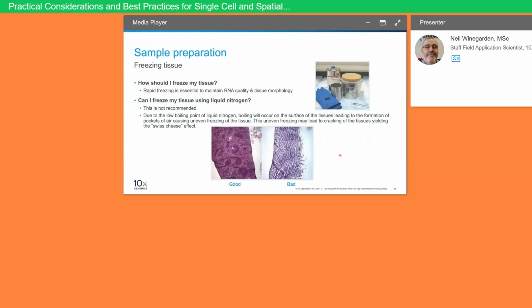As I said, rapid freezing is critical to maintain that morphology and RNA quality. However, directly freezing in liquid nitrogen can be problematic, as it can cause tissue cracking. The low boiling point of liquid nitrogen causes rapid expansion of air pockets within the tissue that can cause cracking of the tissue and disruption of the overall morphology.